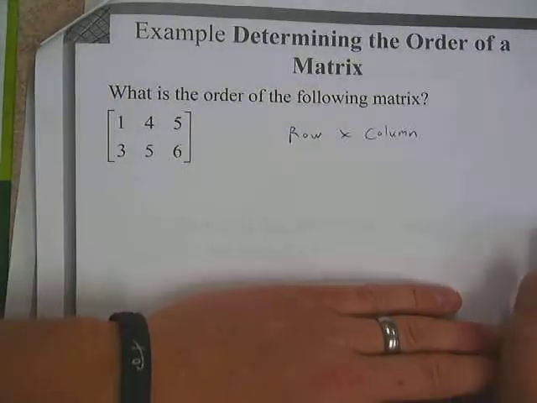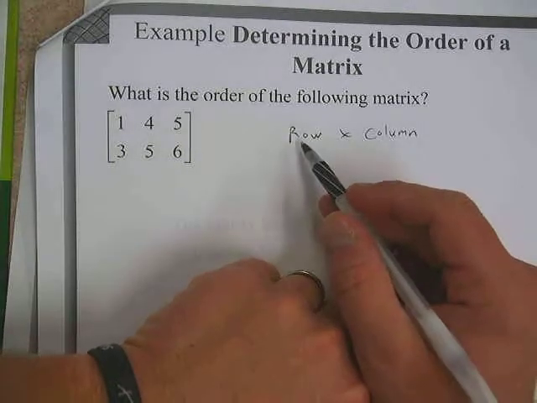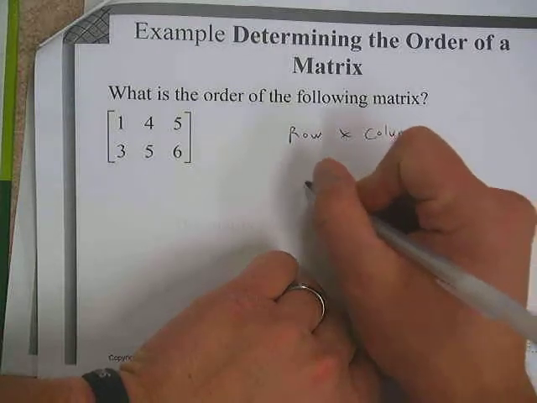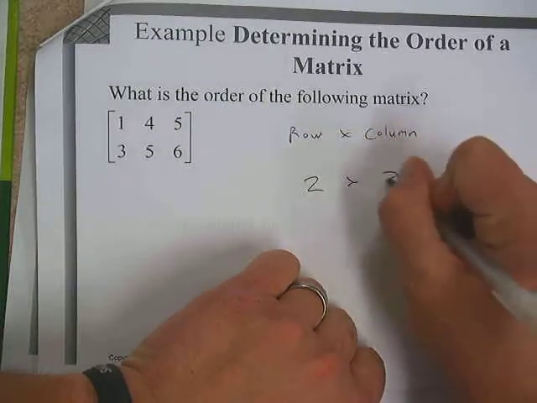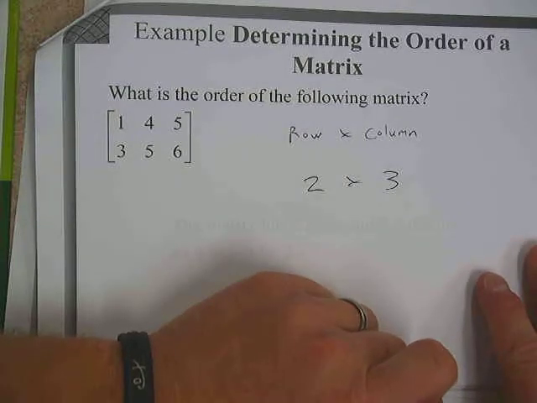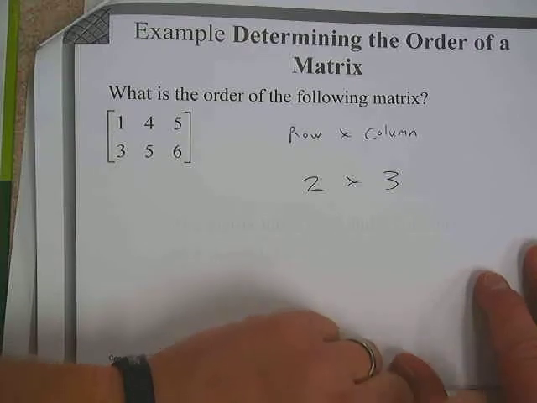So in this particular matrix that we're given, we want to know what's the order of it. Once again, we're looking for this information. How many rows are in this matrix? We've got 2 rows by 3 columns. So we would say this is a 2 by 3 matrix. Question so far? All right.